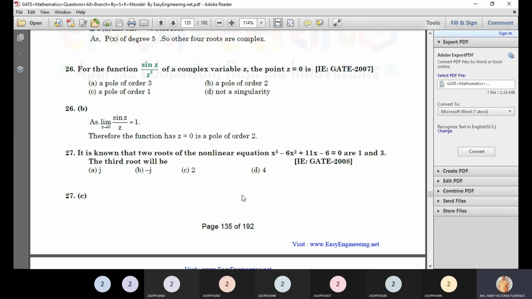Therefore, use L'Hospital's rule. Differentiation of sin z is cos z, and of z is 1. So, limit z tends to 0, cos z. Substitute z value 0, cos 0, the value is 1. Therefore, the function at z equal to 0 has a pole of order 2. Option B is correct.